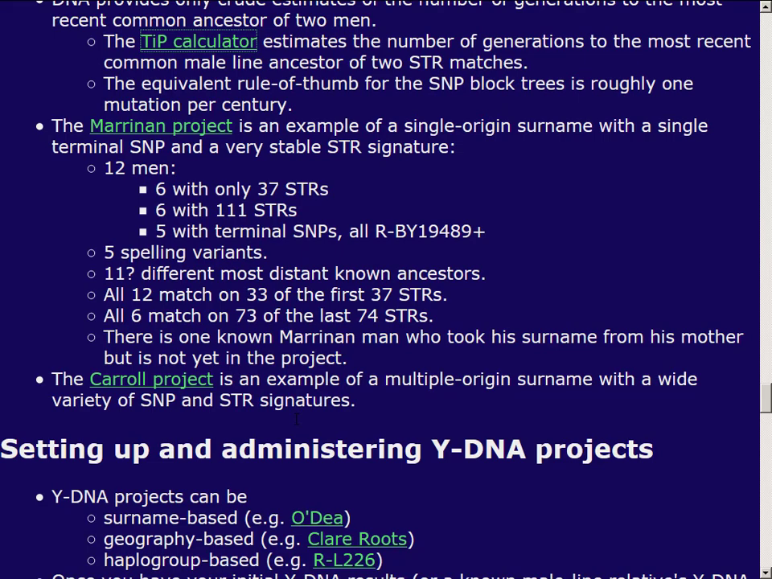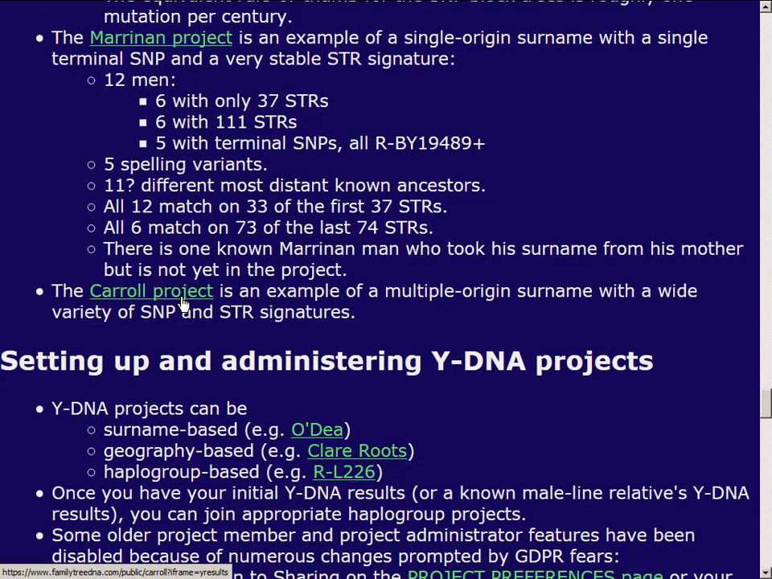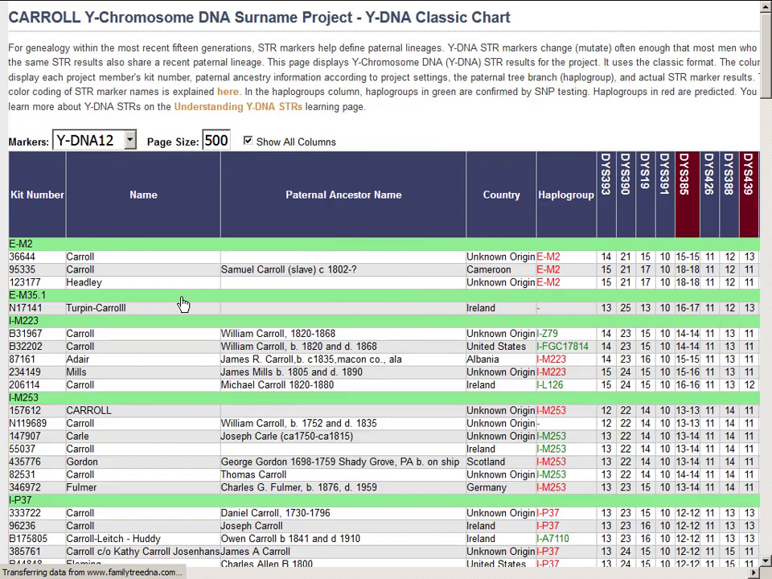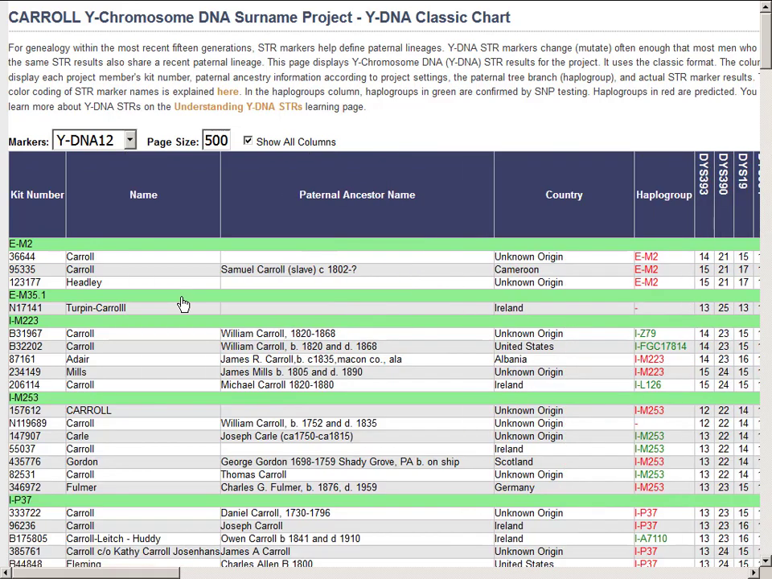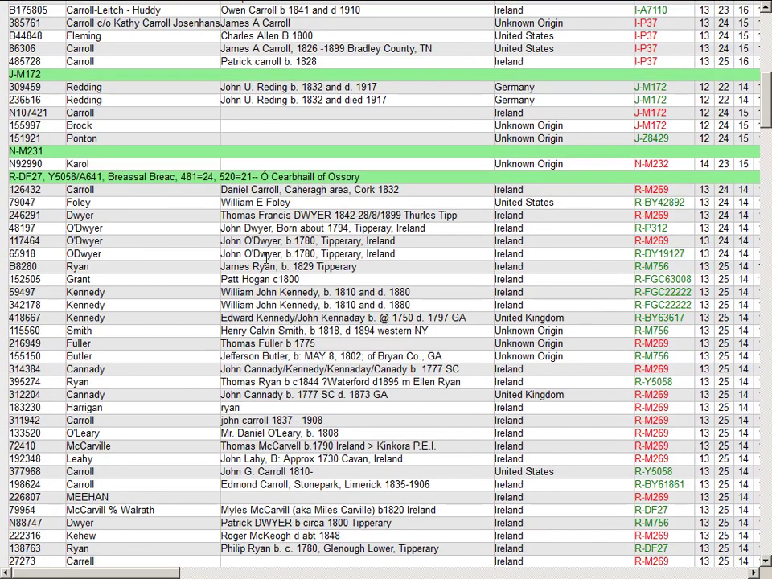I've already talked you through the Marinan project. Let's just look at another project that I'm not involved in, where there's a wide variety of different origins of the surname. You already saw the ODs with a fairly wide variety of origins. Here's the Carrolls, some from haplogroup E, some from I, and then as usual, plenty from R. These are the O'Carrolls of Ossory, a big group, not all with the O'Carroll surname, but related surnames, again a bit like the Dalcassians, Ossory surnames probably going back before the surname era.